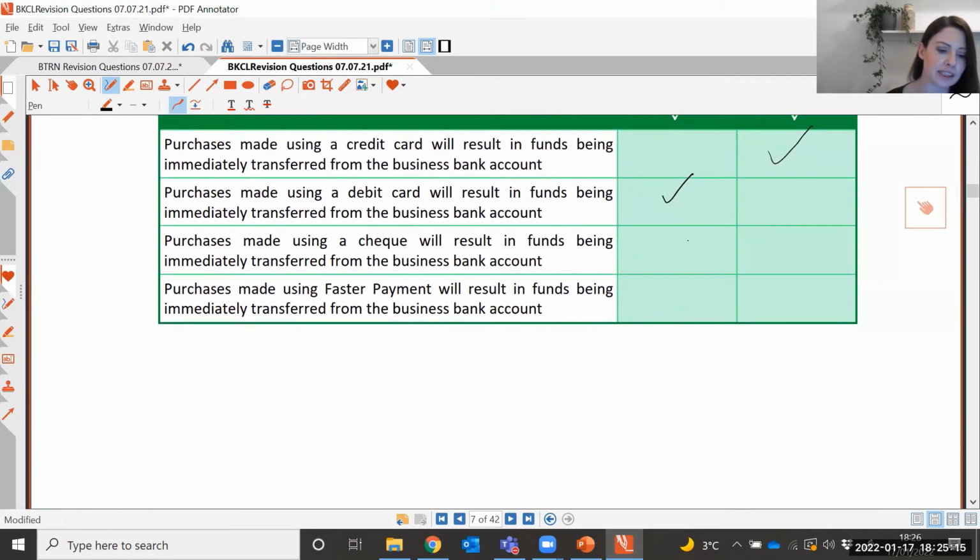Purchases made using a cheque will result in funds being immediately transferred from the business bank account. It's false because, of course, it takes a few days to clear. Purchases made using faster payment will result in funds being immediately transferred from the business bank account. True. Good.